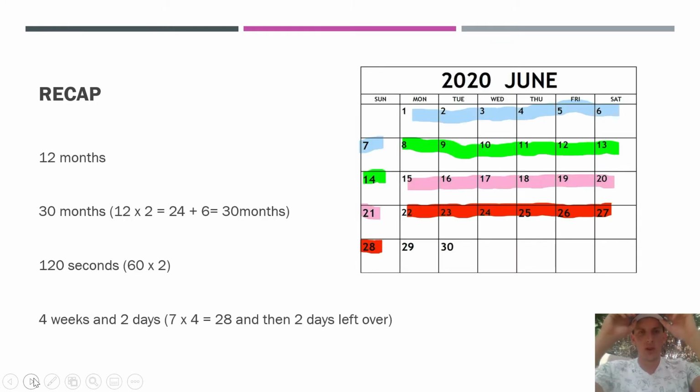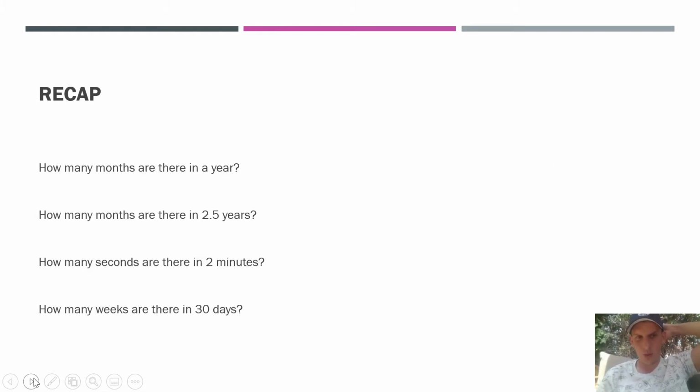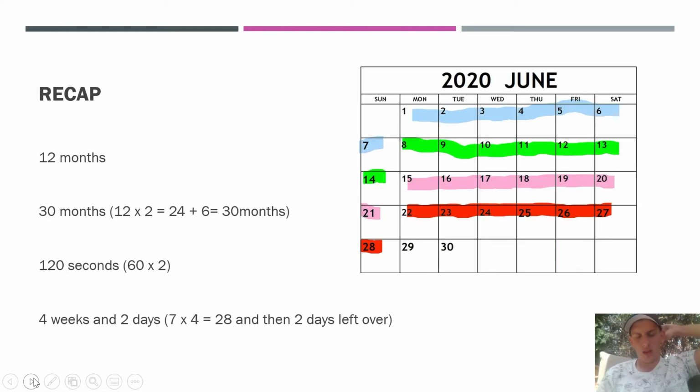Excellent. Welcome back, people. So in a year, okay, we have 12 months. January, February, March, April, May, June, July, August, September, October, November, December. Have I said that right? Have I missed one? October, November, December. Anyway, it's 12.